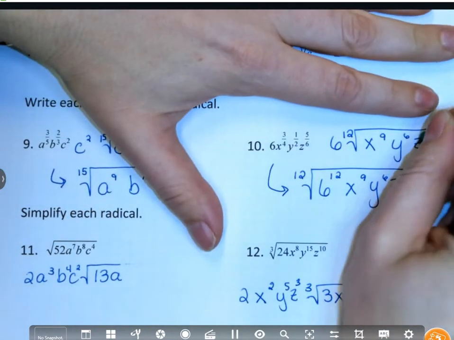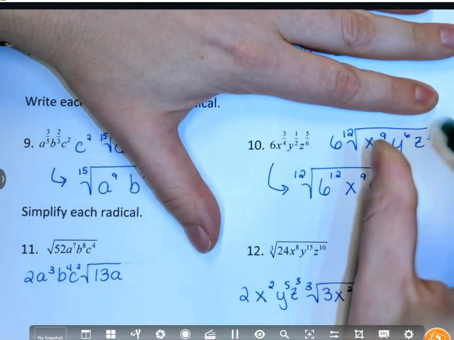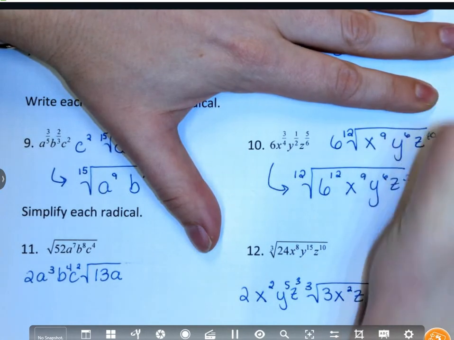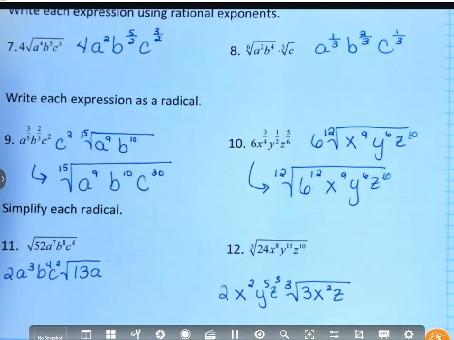Oh, thank you for catching that. That should be 10, z to the 10th. Good job.